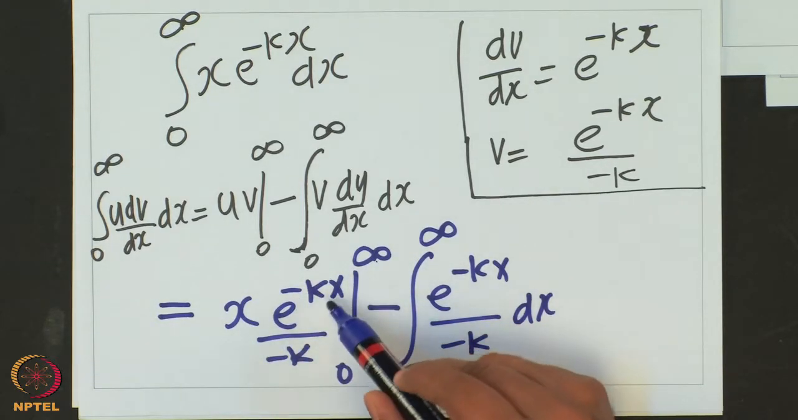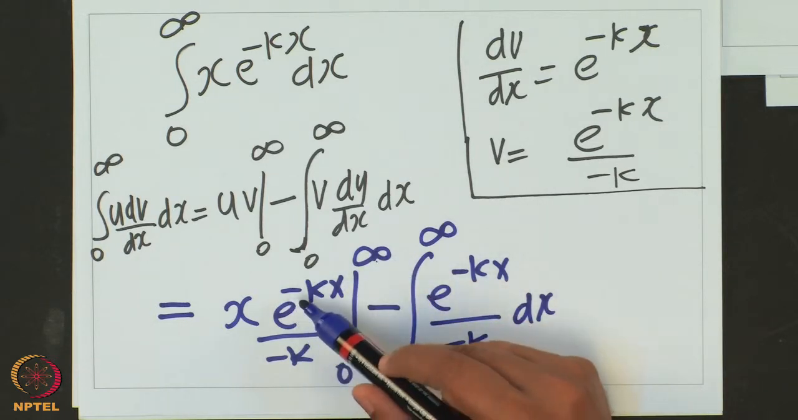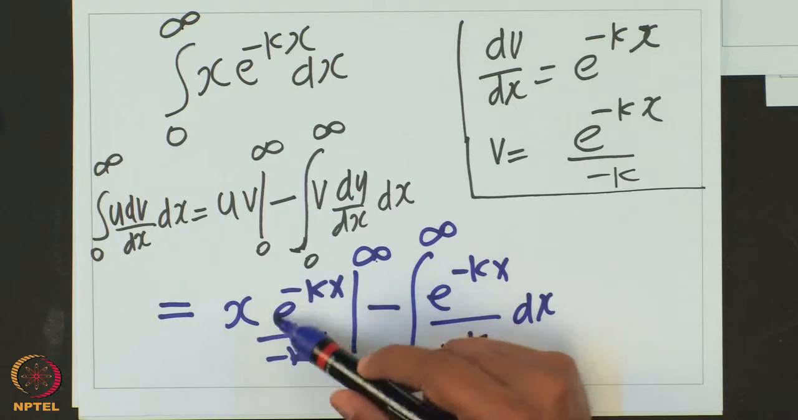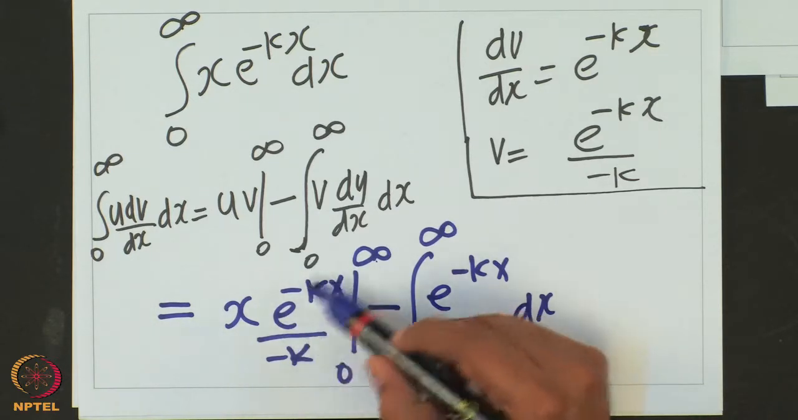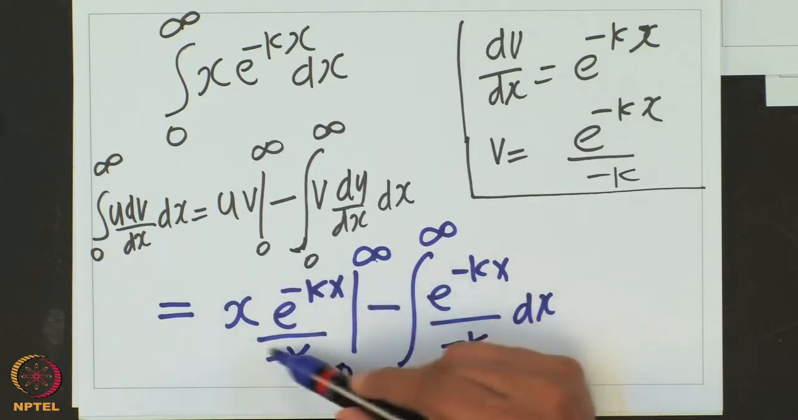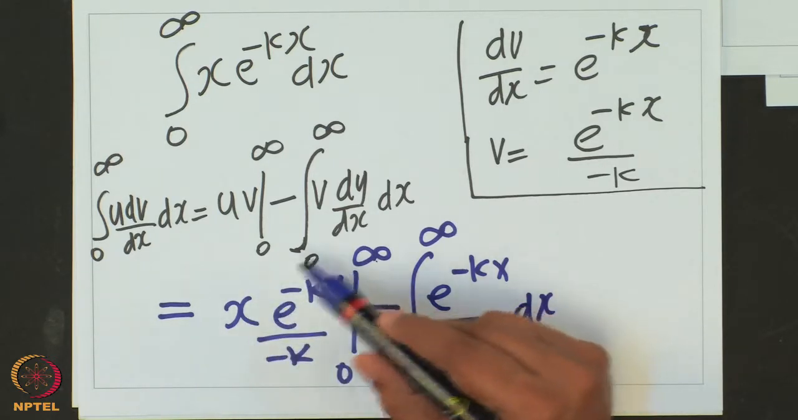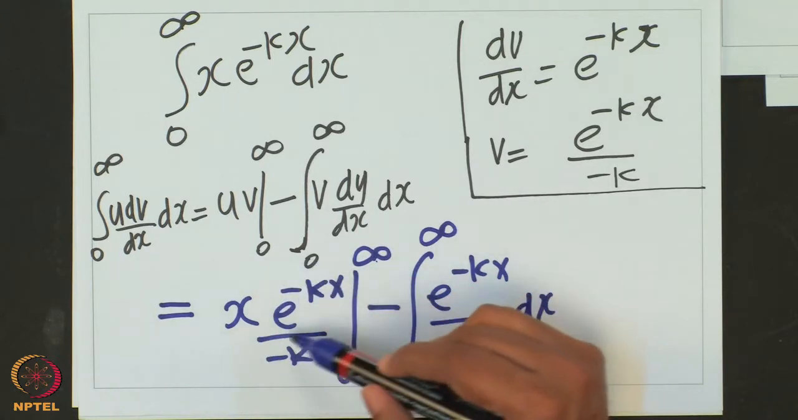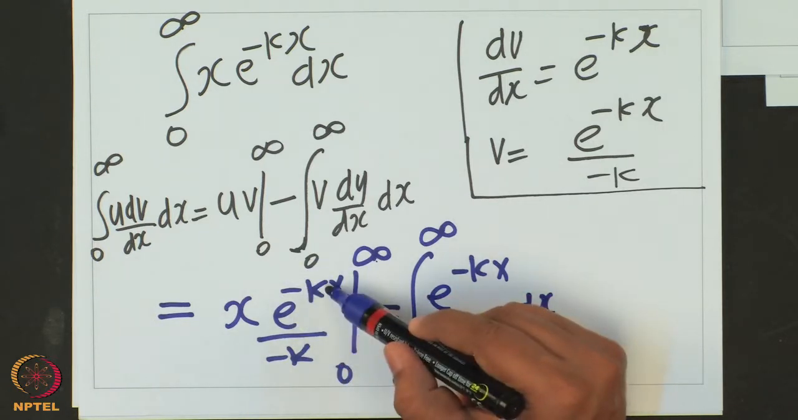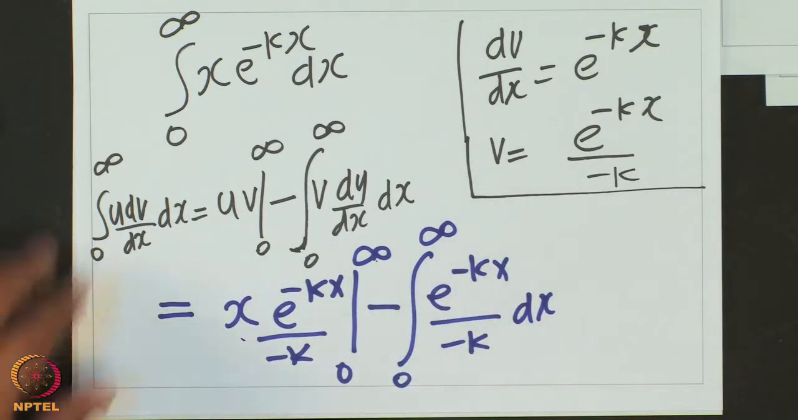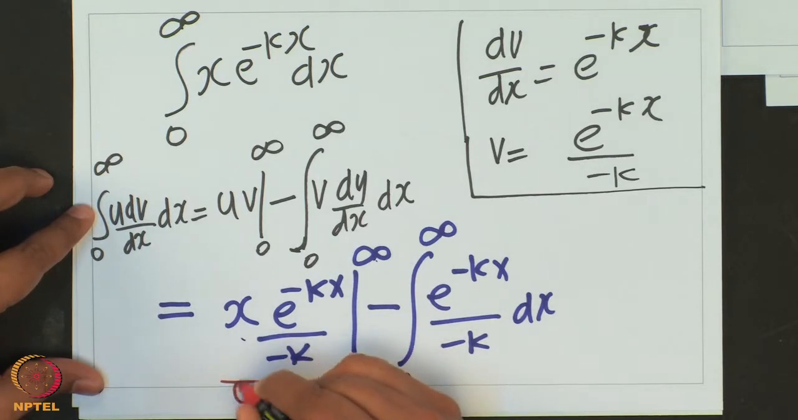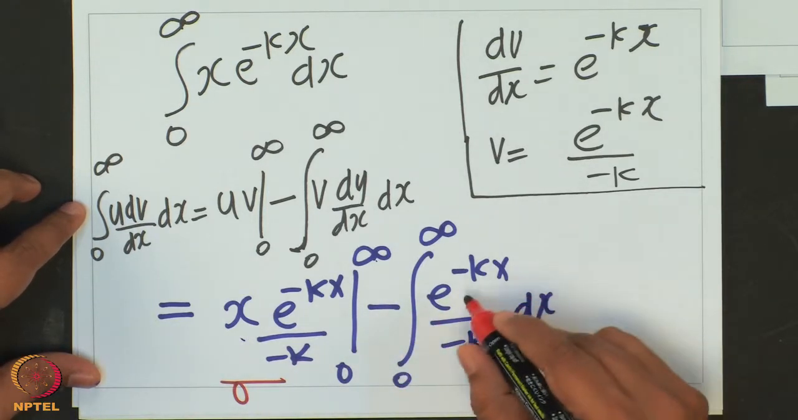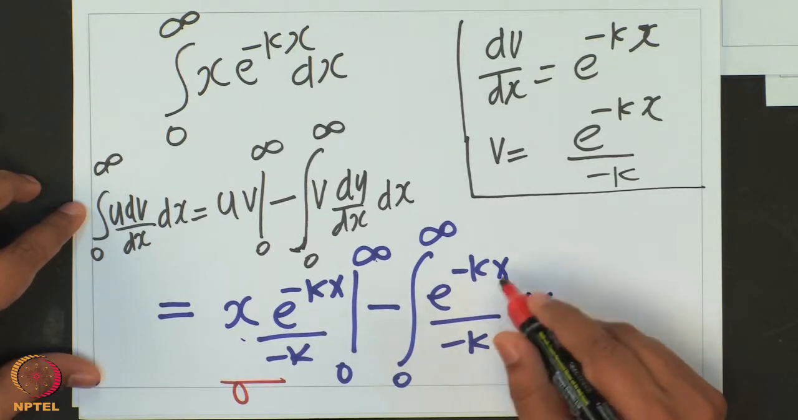And we know that if I apply the limit, wherever x is infinity, I can substitute e power minus infinity, and this will turn out to be 0. One can apply L'Hopital's rule and see that this is indeed 0. So the upper limit gives 0, since e power minus infinity is 0. And if I apply 0 here, e power 0 is 1, but the factor x is 0, so this will turn out to be 0. So this whole term will turn out to be 0. So 0 minus, and with the minus k, this will give you plus e power minus kx by k. So let us redo this.